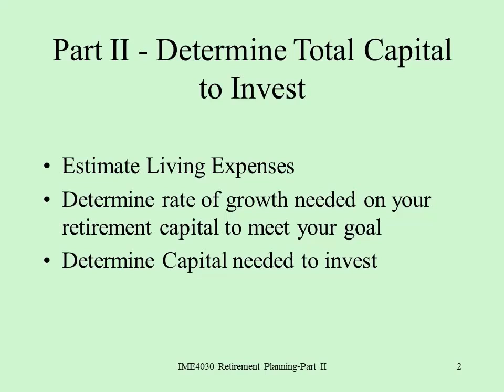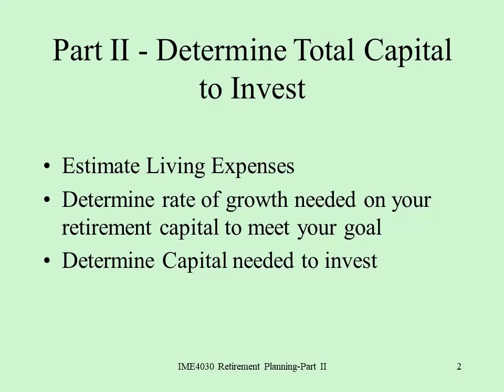The objective of this part is to determine the total capital that we're going to need in order to fund our retirement. Our approach is to first estimate what we think our living expenses are going to be. We're going to determine a rate of growth on our investments after we retire, and then using those 2 pieces of information, we will back into a total capital amount that we're going to need to have when we retire so that we will be able to generate the revenue to live off of in the style we're going to be accustomed to.